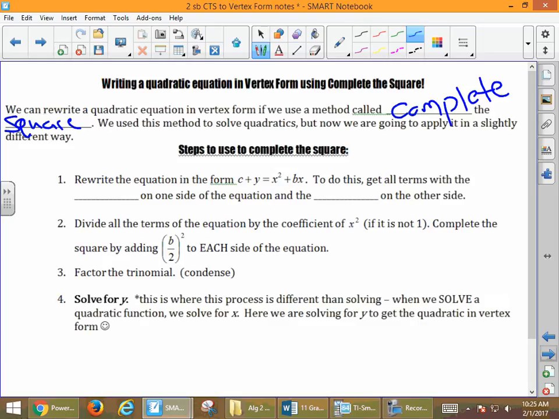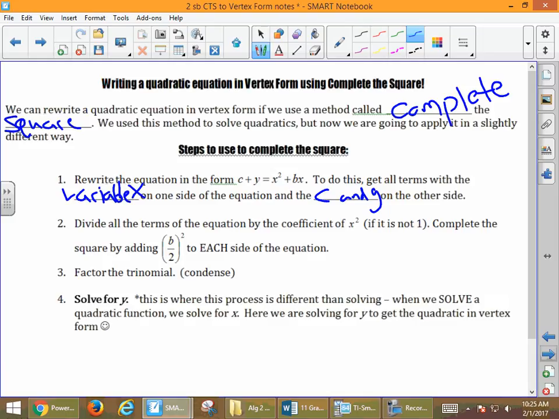To do this, we need to get all our terms with the variable x in them on one side of the equation, and then the c and the y on the other side. So our x's are on one side, and anything that doesn't have an x, our constant or y variable, is going to be on the other.